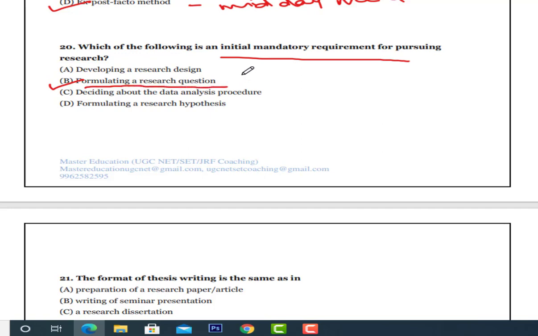Why are we doing this research? Okay. So that is the initial mandatory. So after we find out the question, then only we do the hypothesis, designing and analysis and all that. So the first one is formulating a research question.